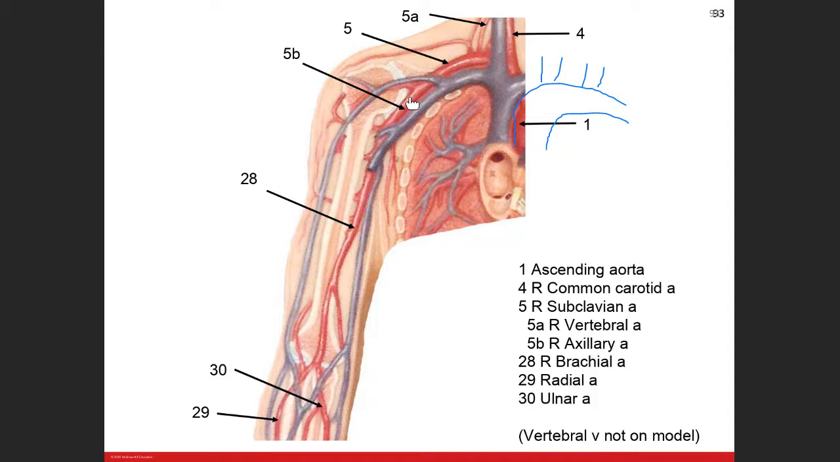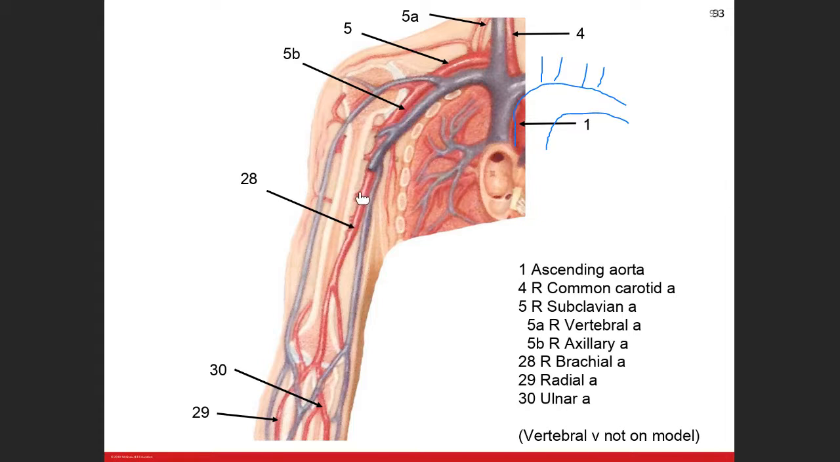We're going to have a name change. How do I know it's the armpit? Well, here's the humerus, the head of the humerus, in the glenoid fossa. So we're in the axillary region here. So that's going to be the right axillary artery. Then we start to continue on into the arm. What's another name for the arm? The brachium. So now we'll name this artery the right brachial artery.